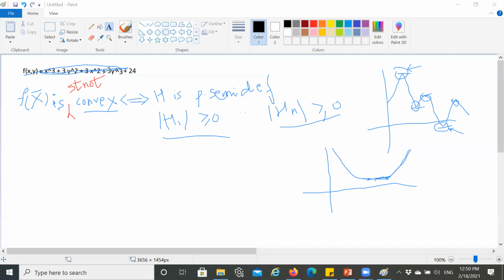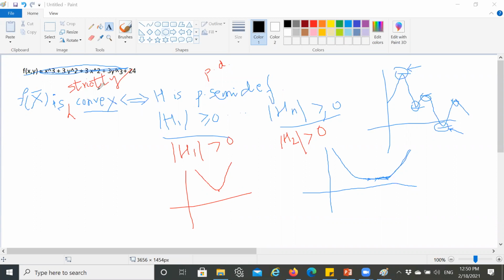Strictly convex, if H is positive definite. So the red corresponds to the red definition. It tells us that this is a convex function and there will be only one point, and that point would definitely be the global minimum. So that's a strictly convex.